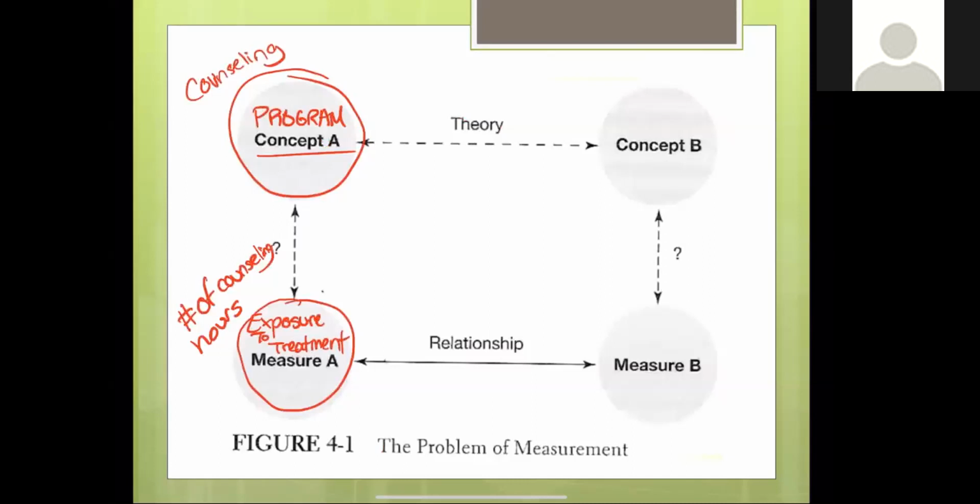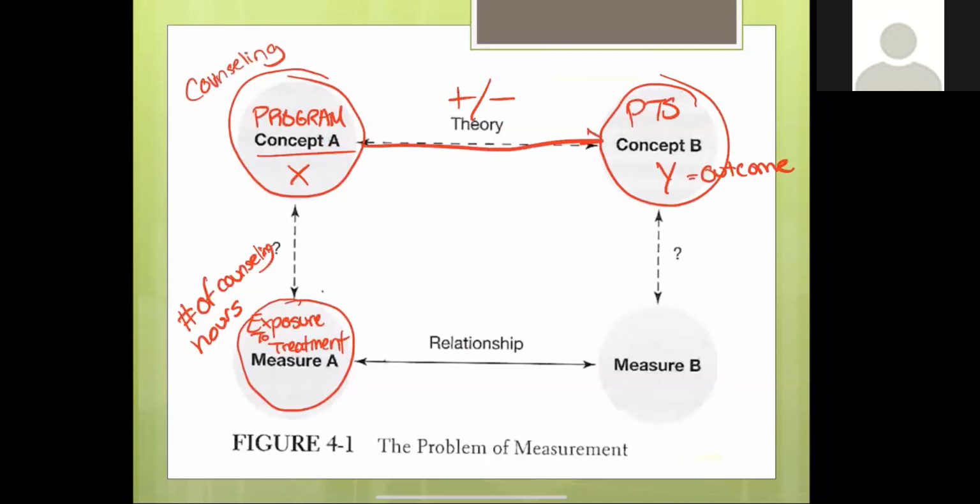Again, our outcome here might be post-traumatic stress. So the theory is that this, our X variable, leads to the Y variable, or the outcome. The theory says that there's a relationship between these two things: counseling services and post-traumatic stress.